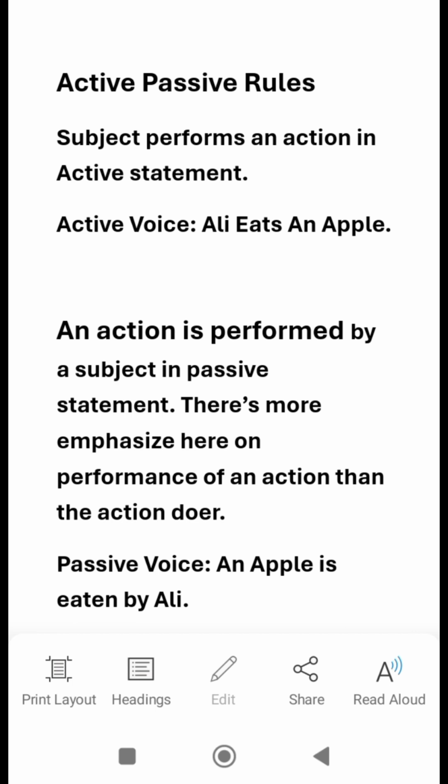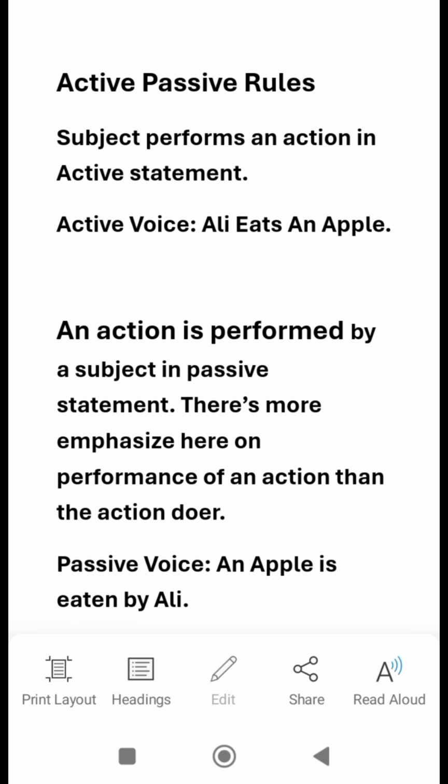performed. An action is performed. इस चीज़ पर जोर दिया जा रहा है या स्ट्रेस दिया जाता है पैसिव स्टेटमेंट में, वहाँ पर एक्शन की परफॉर्मेंस पे जोर दिया जाता है. An action is performed by a subject. ये सेकेंडरी चीज़ है. सब्जेक्ट का मेंशन किया जाना या ना किया जाना is not that important. The emphasis is on the performance of an action.